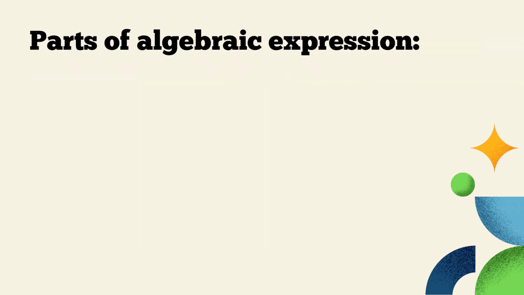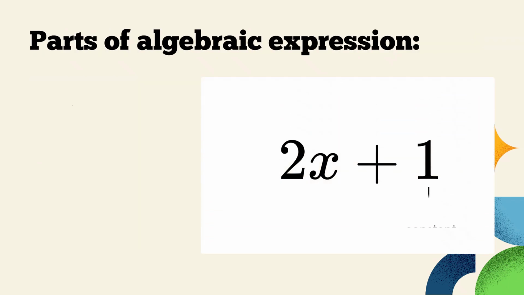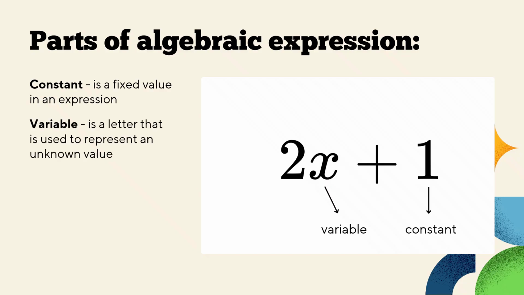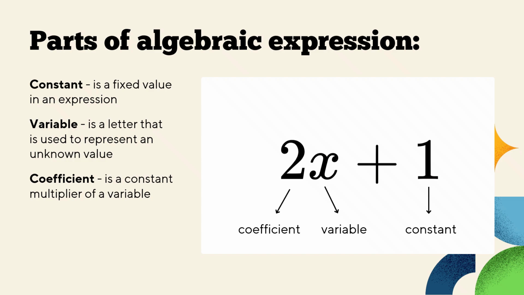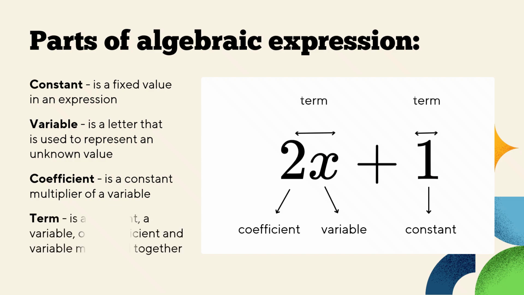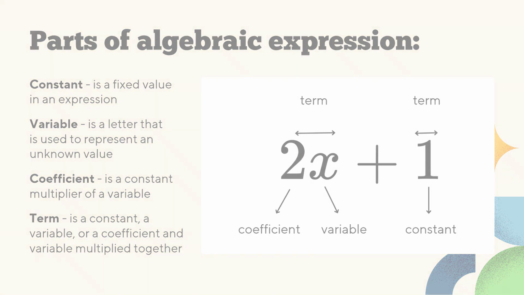Parts of an algebraic expression. First is the constant. A constant is a fixed value in an expression. Next, variable. It is a letter that is used to represent an unknown value. Next, coefficient. It is a constant multiplier of a variable. And lastly, term. It is a constant, a variable, or a coefficient and variable multiplied together.